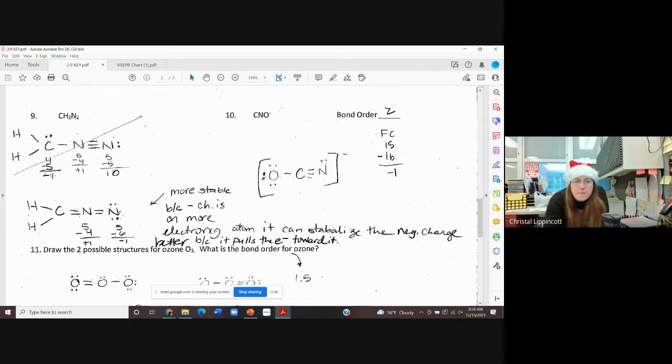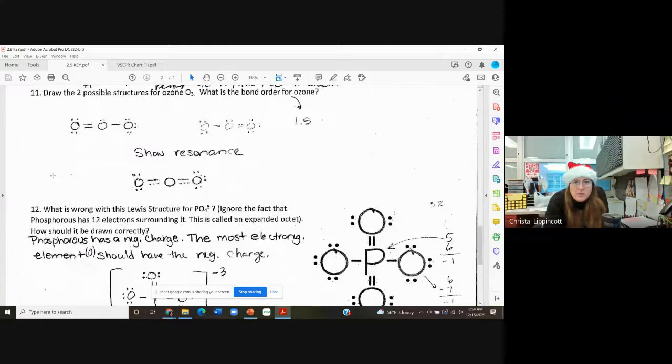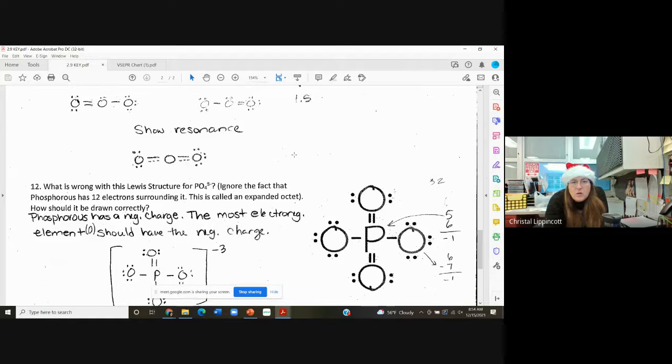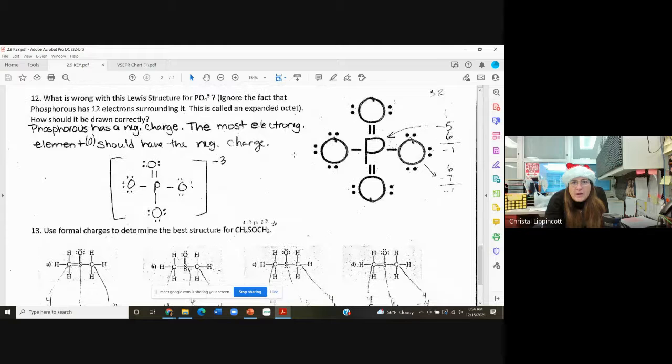Okay. Then we had ozone. We had talked about that. We talked about resonance yesterday, how you can draw resonance here. And then another way that you can show resonance is by using a dotted line in place of that double bond. Then you had to look at Lewis structure for phosphate.